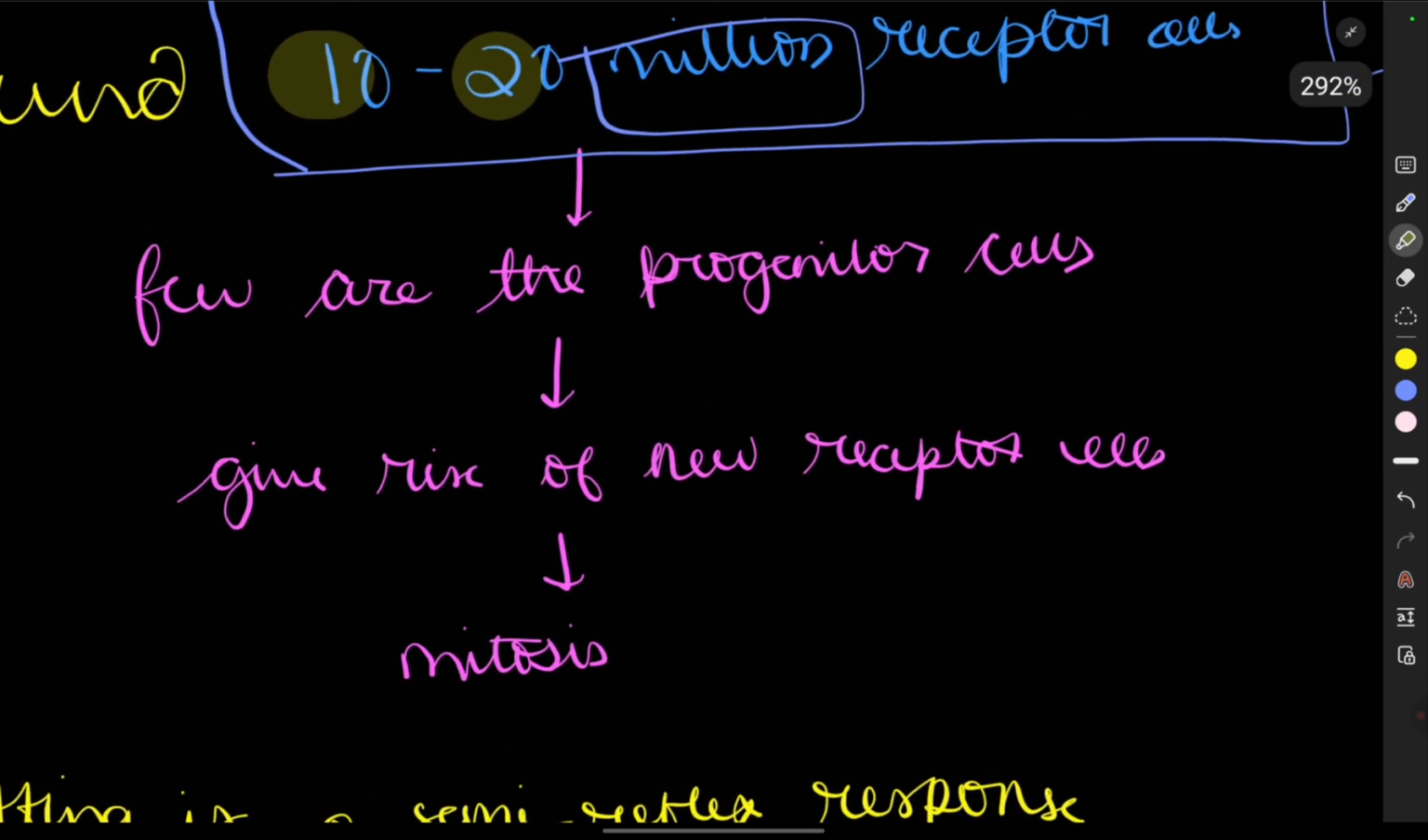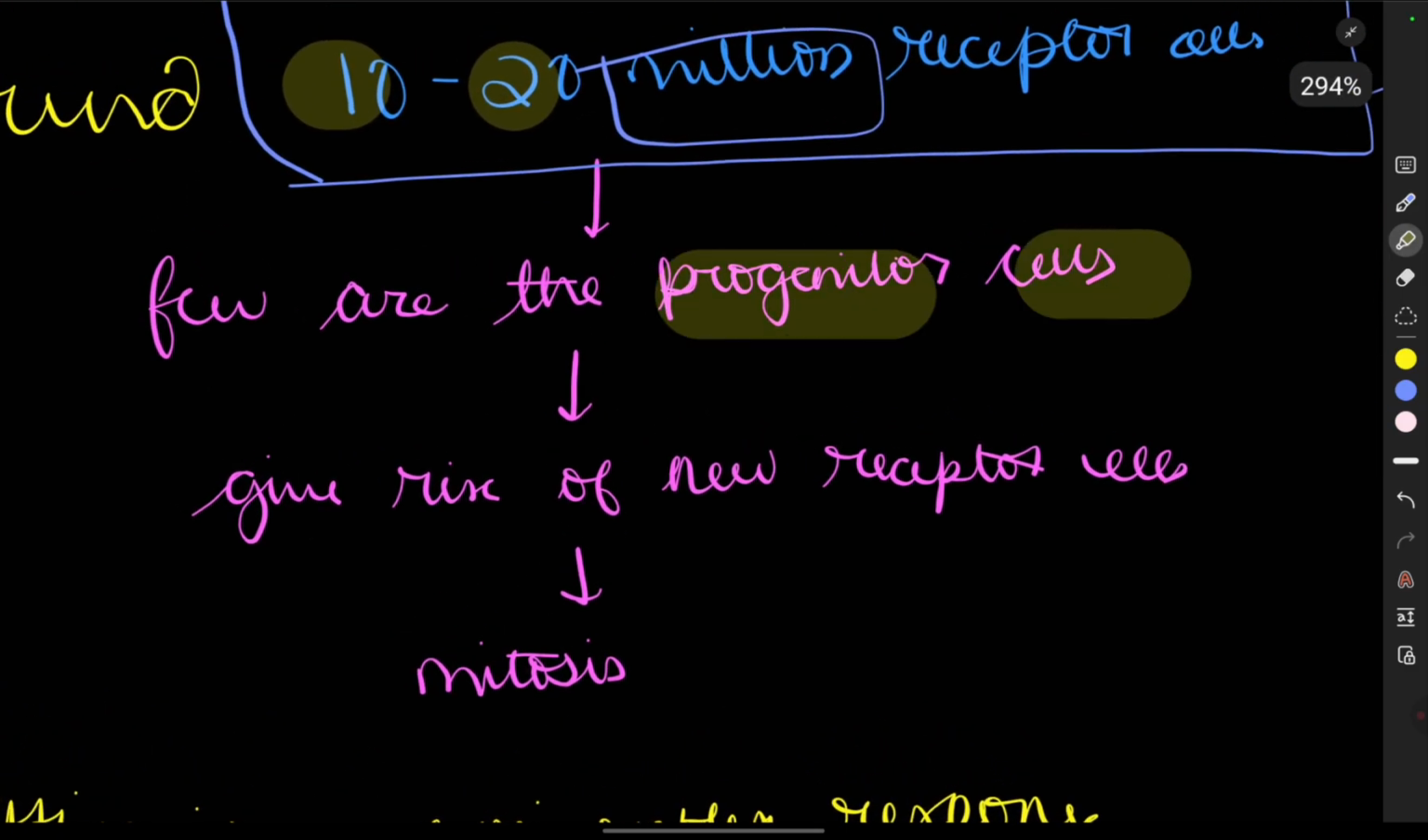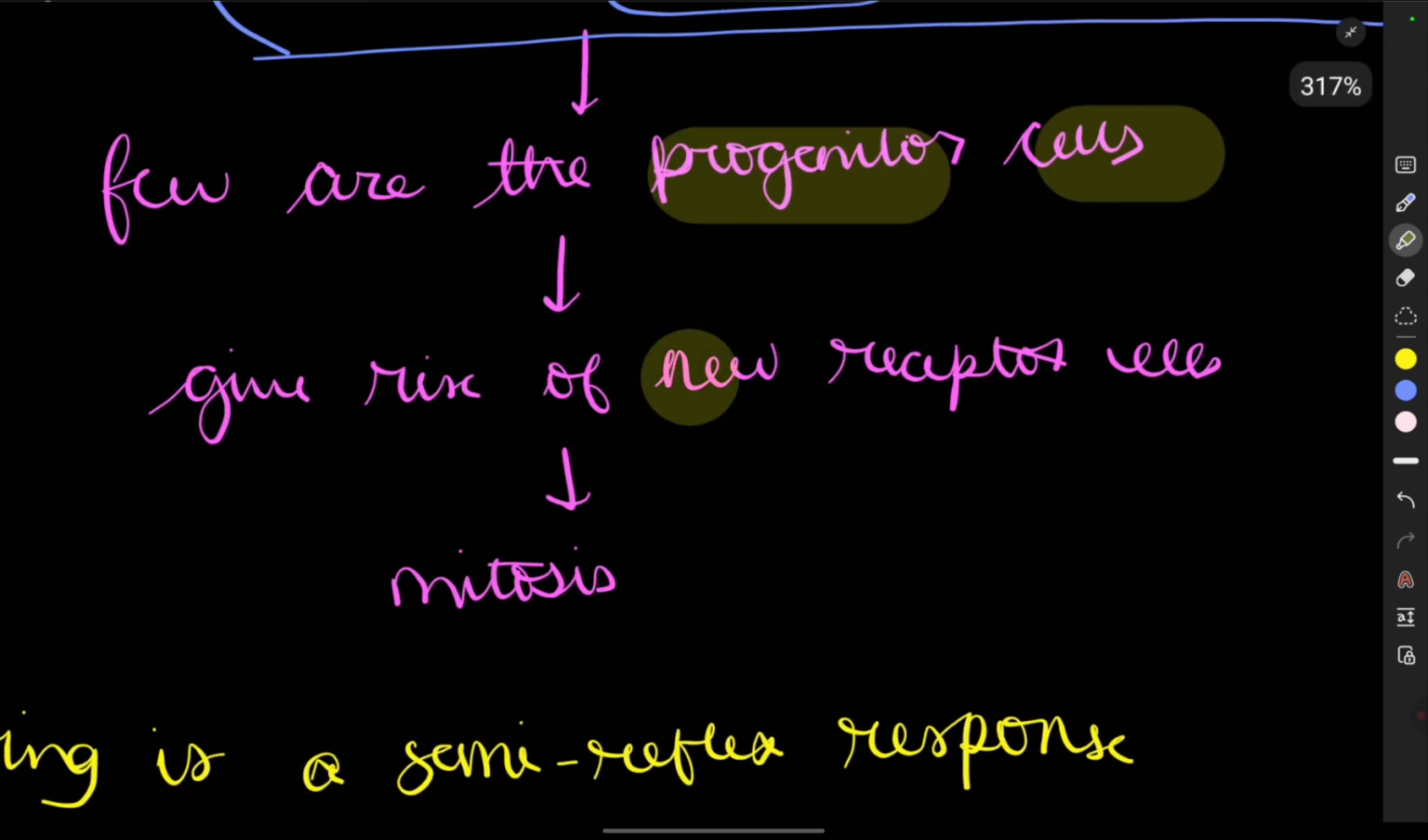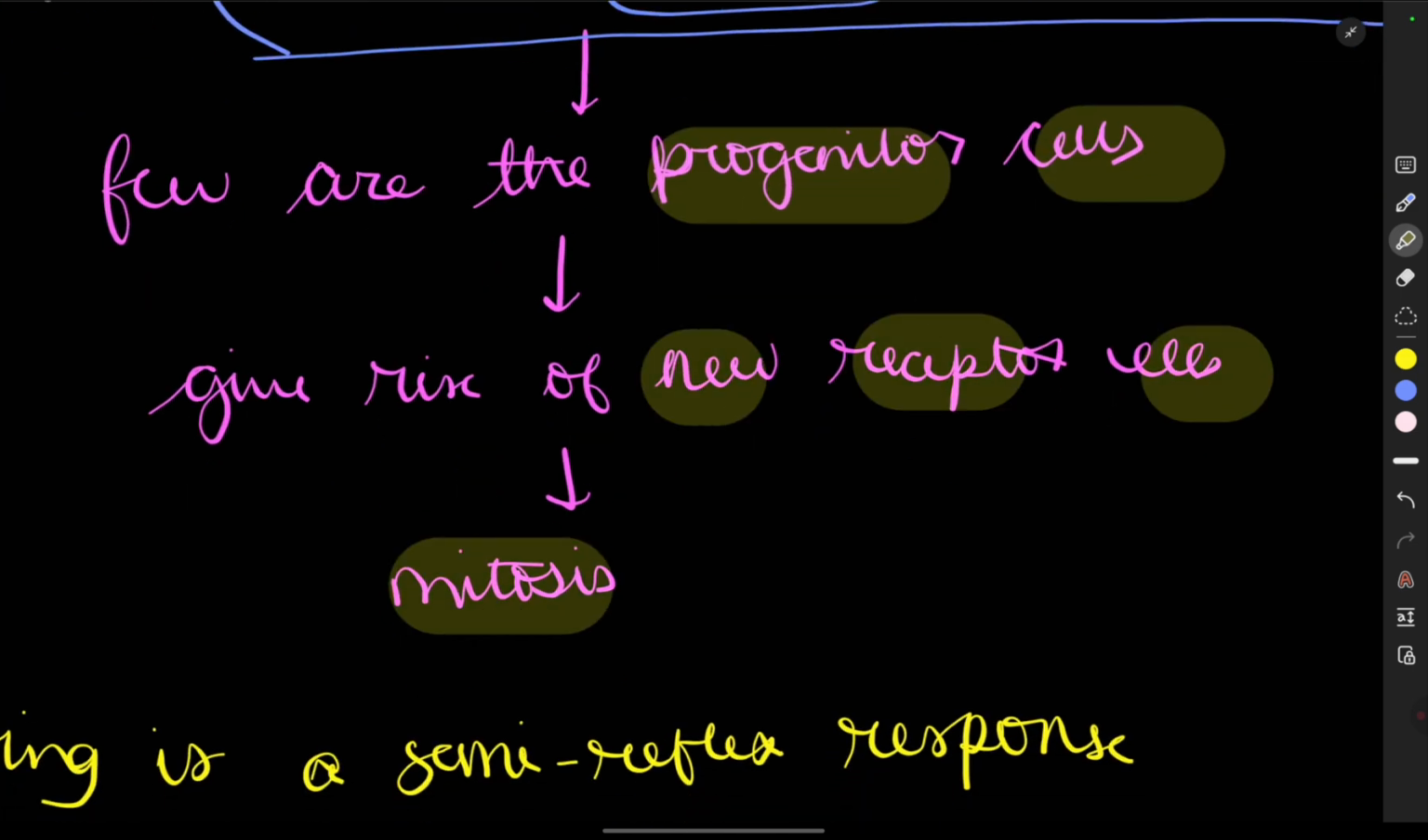A few are progenitor cells. Among these 10 to 20 million receptor cells, we have a few progenitor cells which give rise to new receptor cells by the process of mitosis, the doubling.